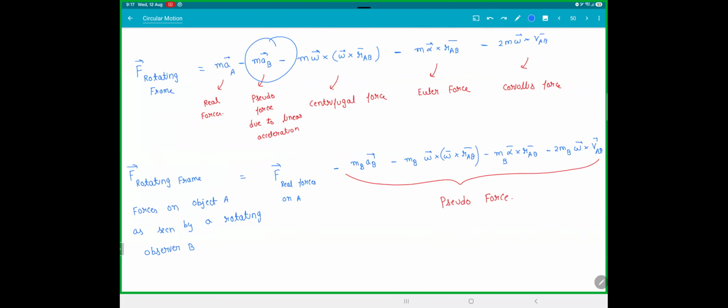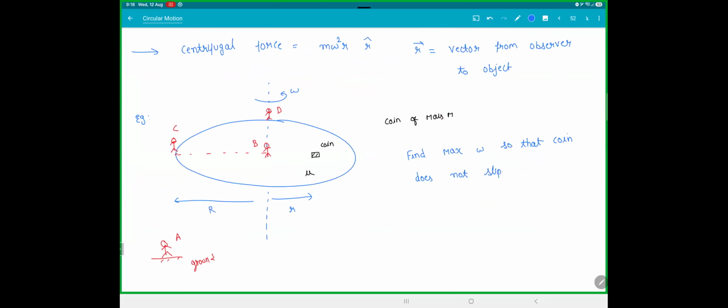It's not a single pseudo force. The first pseudo force is coming because the observer himself is accelerating. The second pseudo force is centrifugal force. The third is coming because of tangential acceleration. The fourth is coming because the object is moving. We will talk about that last one later on, Coriolis force.